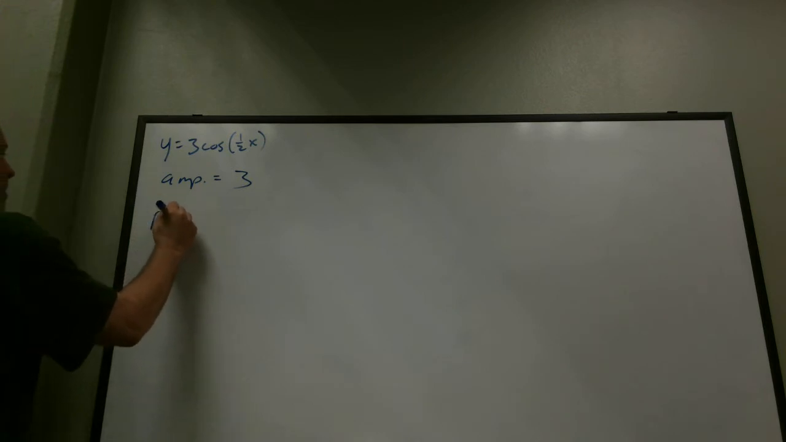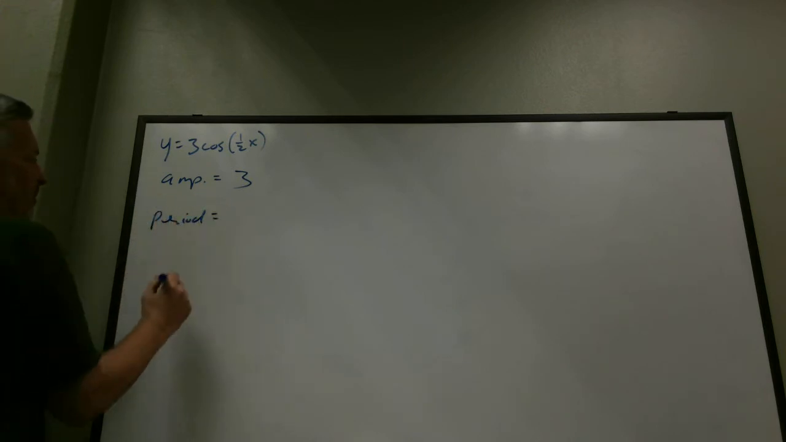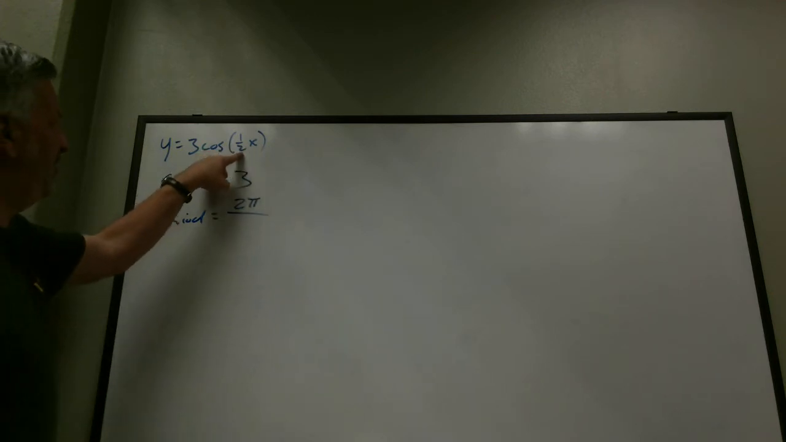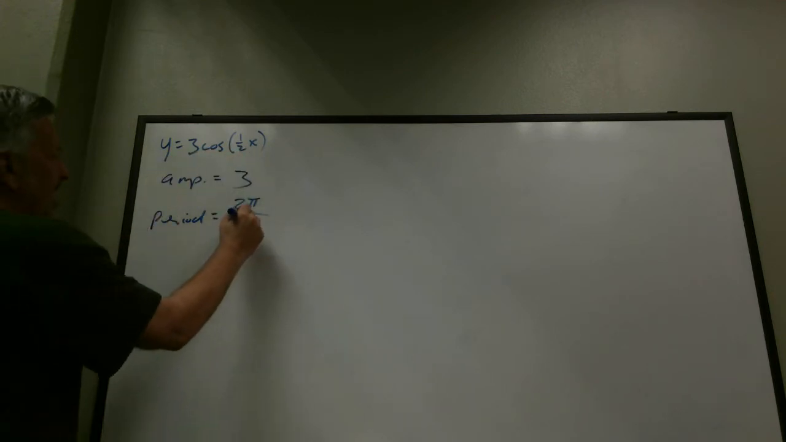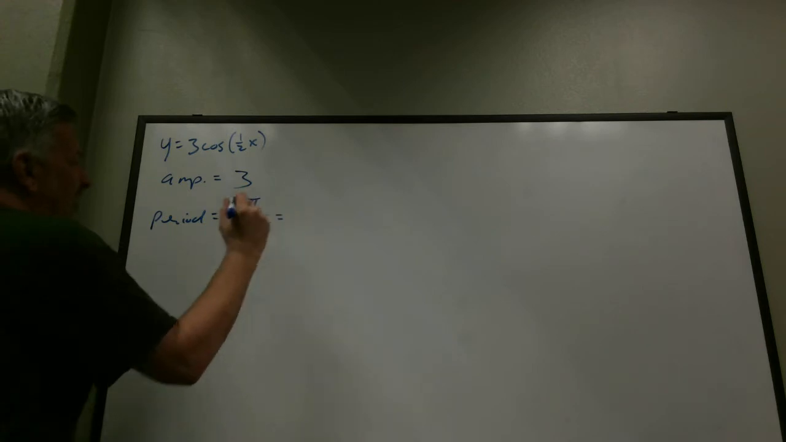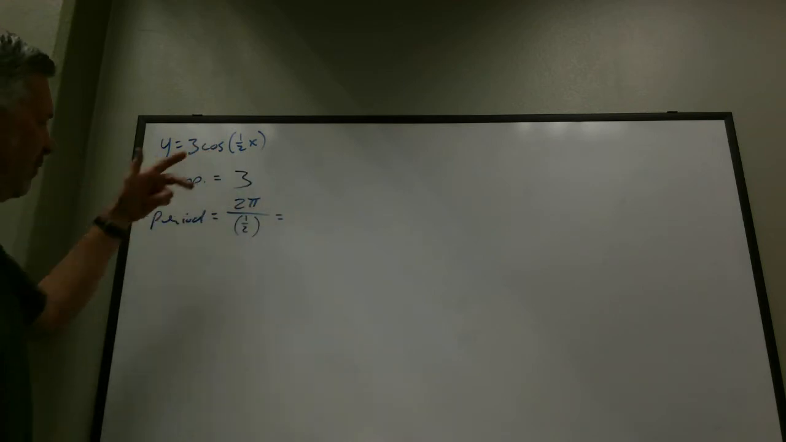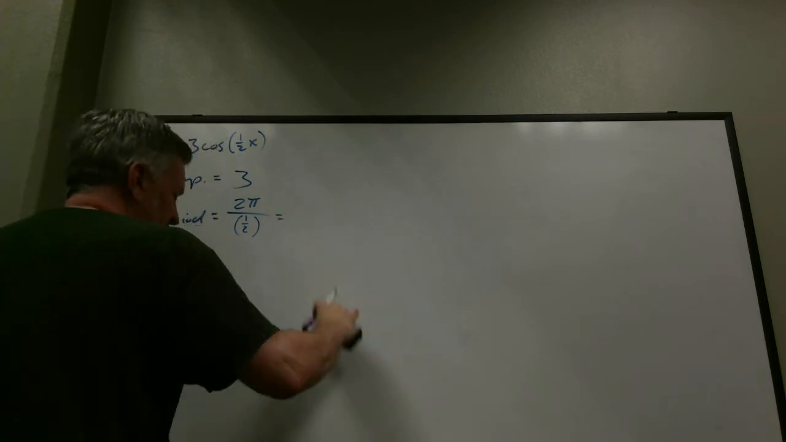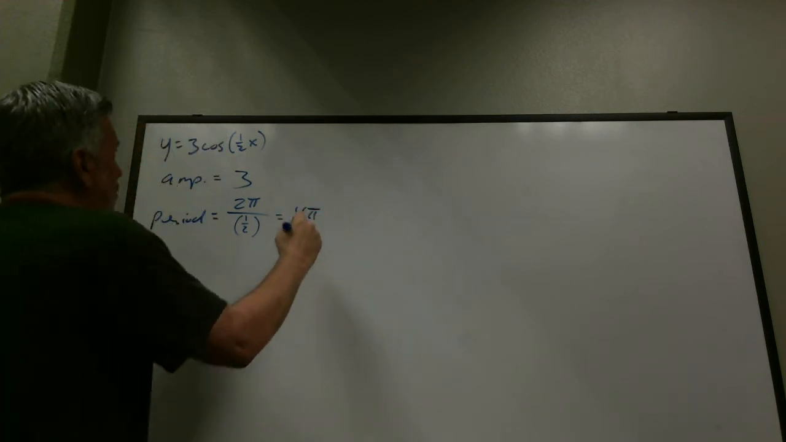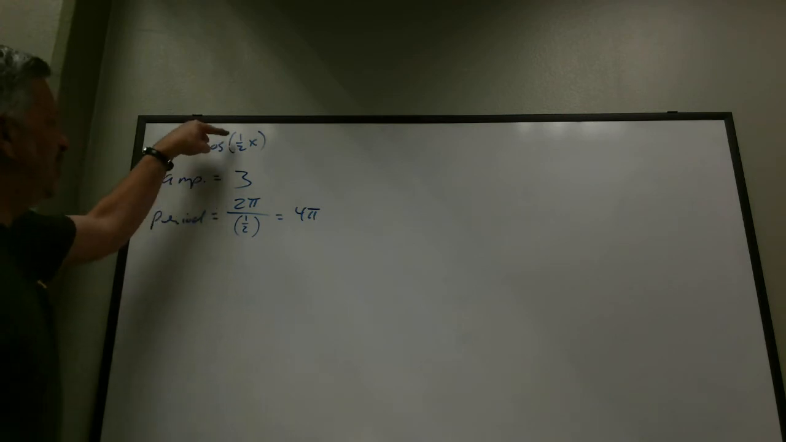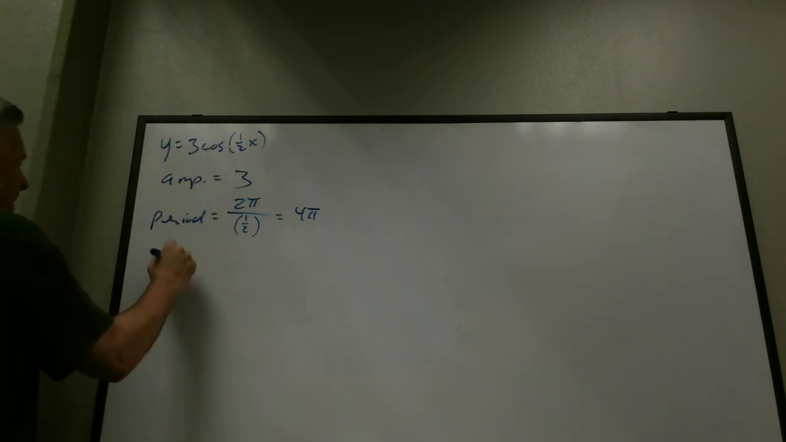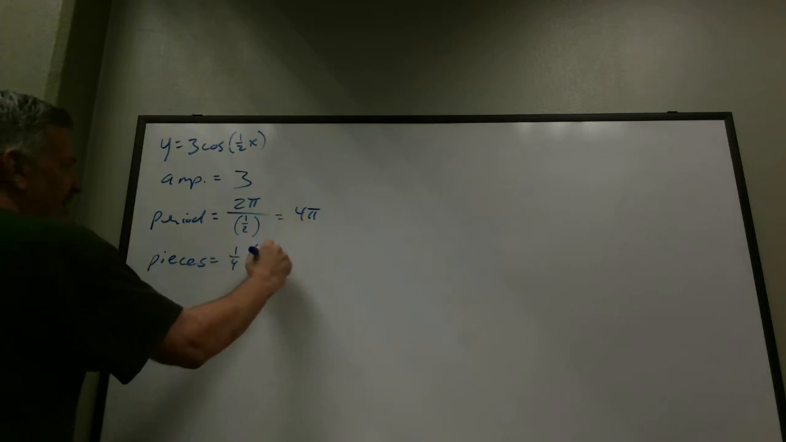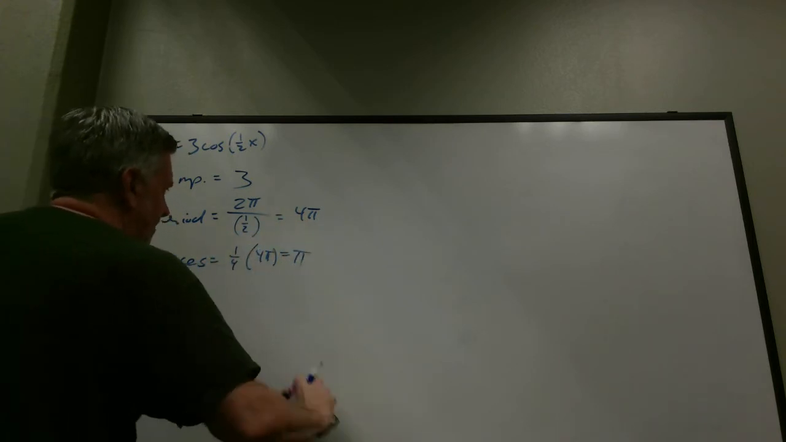Okay, now what about the period? Now, were you careful here? It's 2 pi divided by the coefficient of x. The coefficient of x is 1/2. So 2 pi divided by 1/2, you invert and multiply the 1/2, and you get 4 pi. So the period here is 4 pi. Be careful, don't multiply by the 1/2. You have to divide by the 1/2. And then the pieces, which is 1/4 of the period, turns out to be pi.